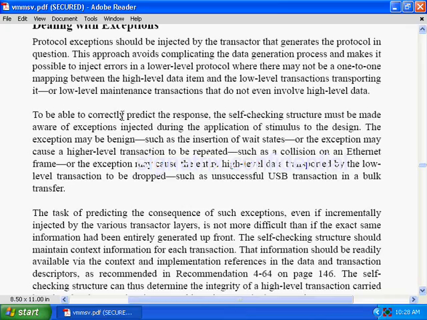To be able to correctly predict the response, the self-checking structure must be made aware of exceptions injected during the application of the stimulus to the design. When you are forcing an exception case, even your scoreboard module needs to know about it. It's not that you force an exception case and your scoreboard doesn't know, because in that case you will not know what the expected response is.